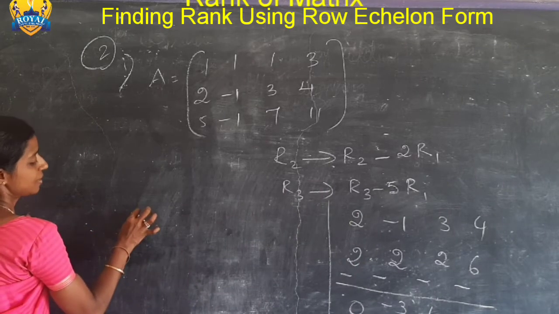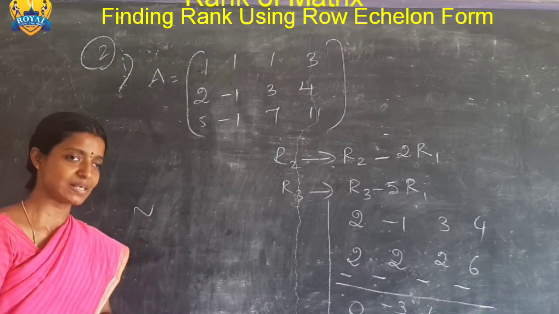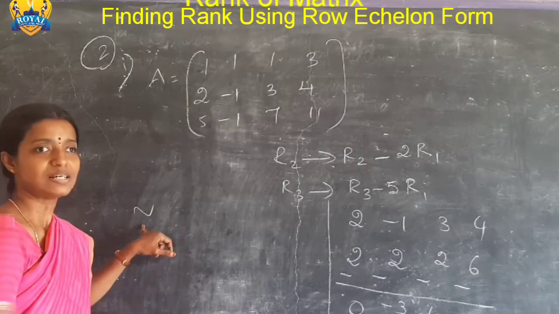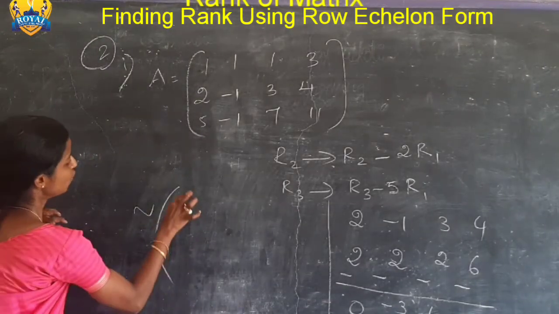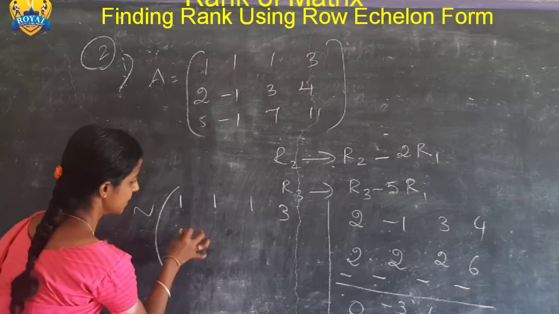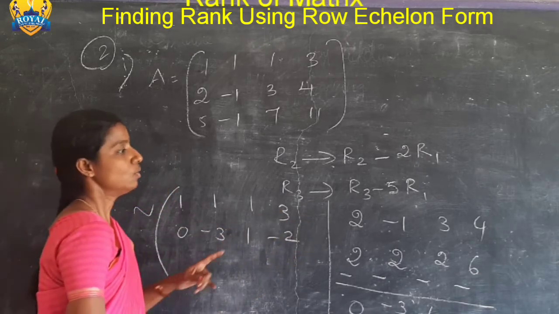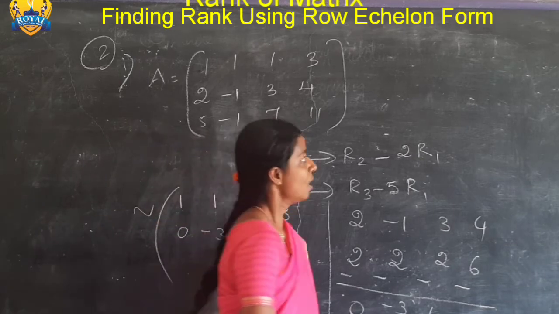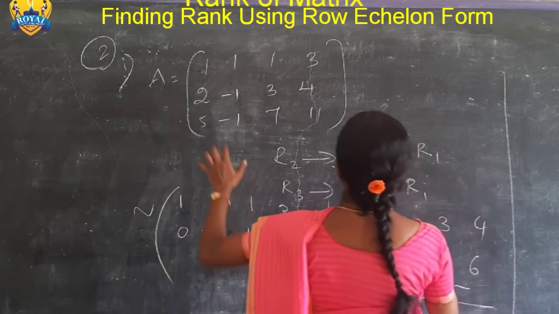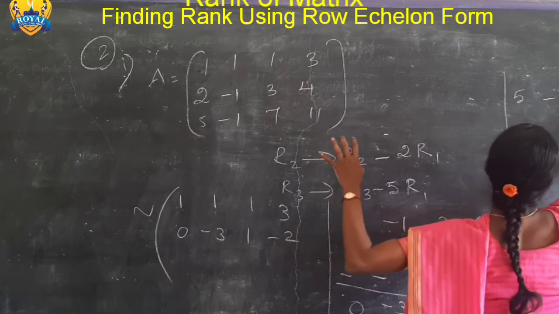So now my equivalent matrix. Whatever new matrix we obtain from the given matrix becomes an equivalent matrix, so we use the equivalent symbol. My first row will be 1 1 1 3. Second row, what I got: 0 minus 3 1 minus 2. Now row 3, R3. Let me write R3 as such: 5 minus 1 7 11.